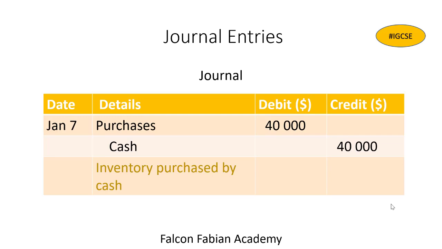Now let's record the entry in the journal. So again, we would leave a line and then we will record this entry. So the date is January 7th. First, we are going to write purchases account as it is the account that needs to be debited. So purchases account, and in the debit column, 40,000. In the next line, we will leave some space and we will write cash because this is the account that had to be credited. So cash account credit, and in the credit column, 40,000. And the narrative is inventory purchased by cash. So purchases account debit, cash account credit, and the amount in the respective columns.